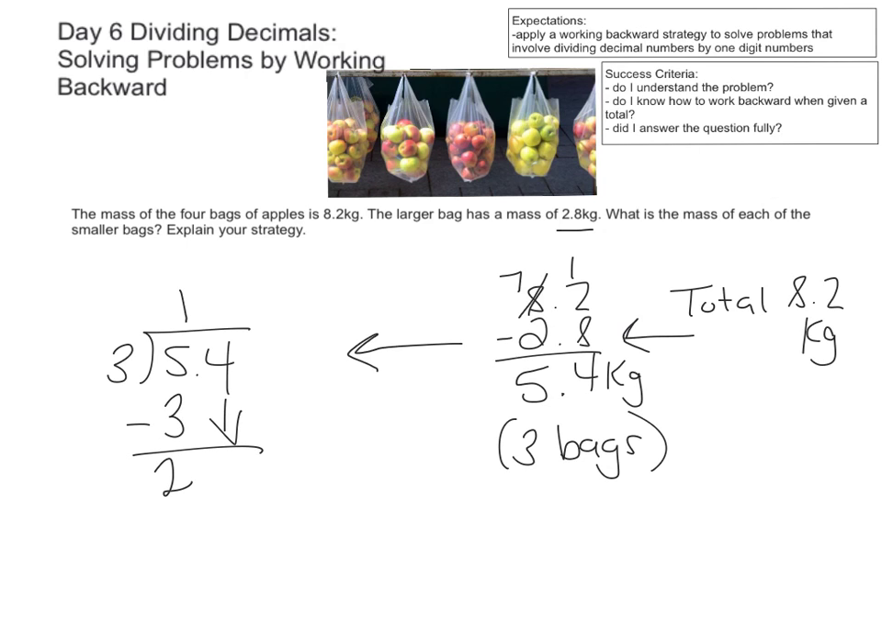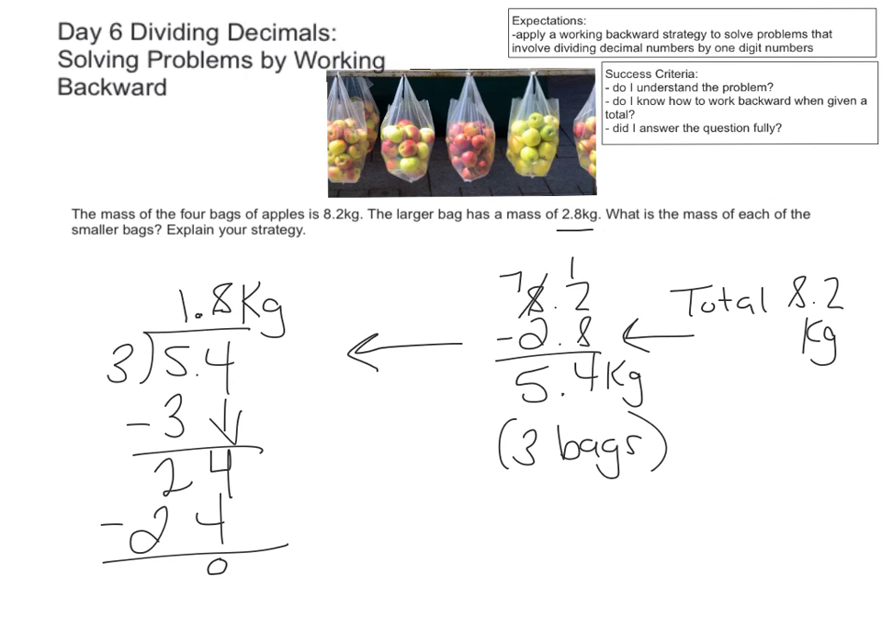And then how many times, sorry about that, does 3 go into 24? And we know that 3 times 8 is 24. So we put our 8 up there above the 4. And then multiply out 8 times 3, which is 24. We subtract out 24, subtract 24, which is 0. So we have no remainders, but we forgot about our decimal. So we must add our decimal. Therefore, our answer is 1.8 kilograms. So now we know that there's 1.8 kilograms in each small bag.